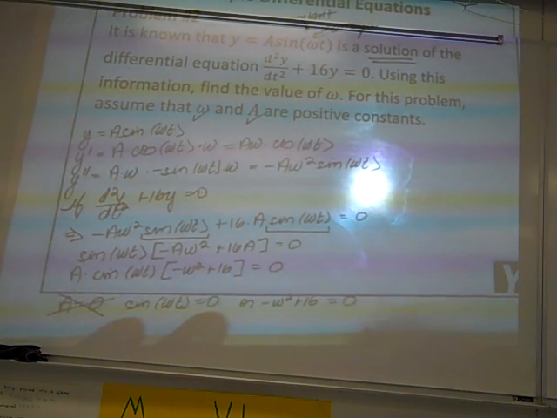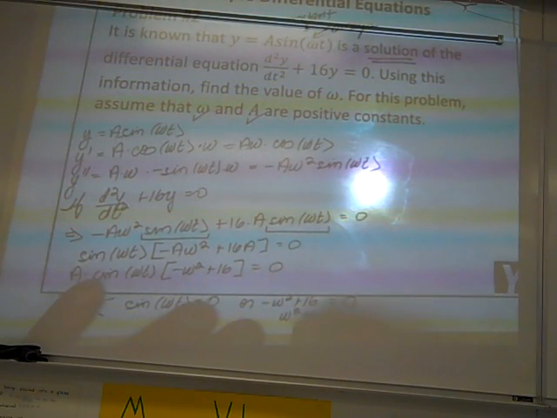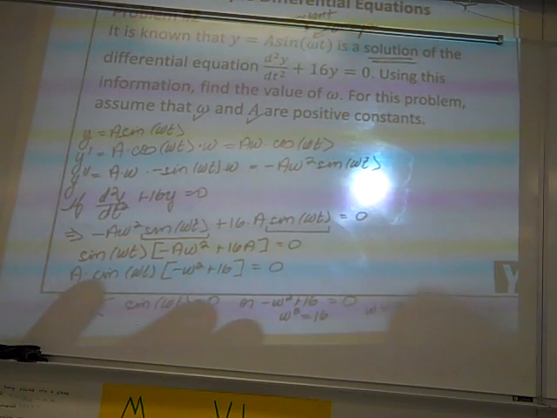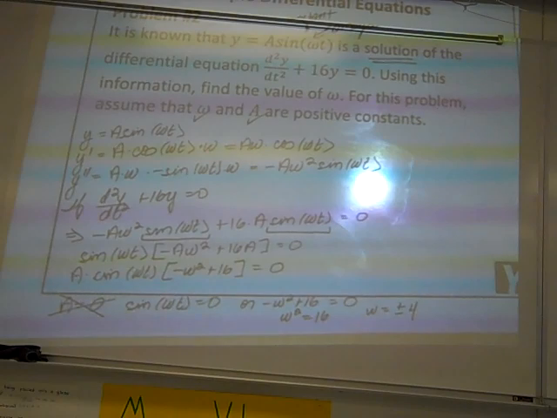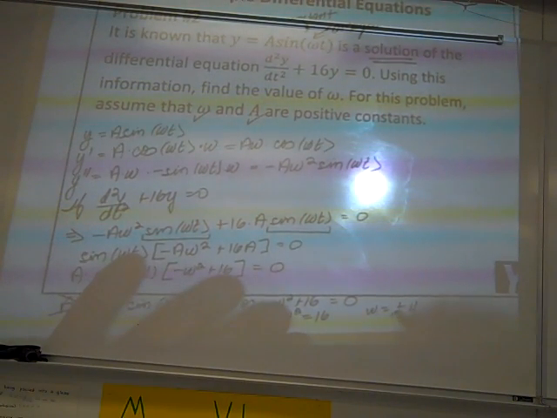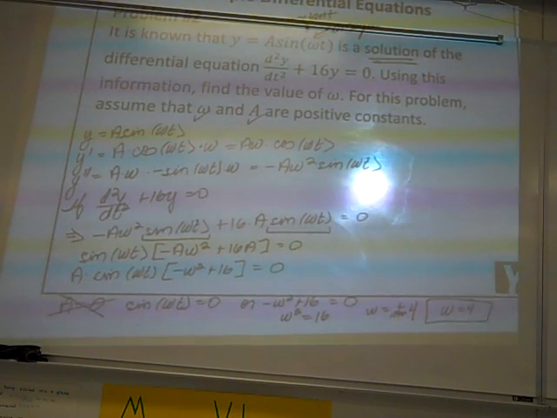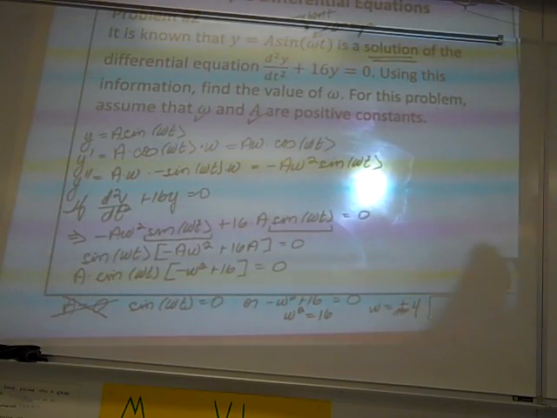Negative omega squared plus 16 equals 0. I can rewrite that as omega squared is equal to 16. Taking the square root on both sides, I get that omega is equal to positive or negative 4. Again, we were told in the beginning that omega is a positive constant, so the negative version is not allowed, and omega is equal to 4. All right, let's move on.